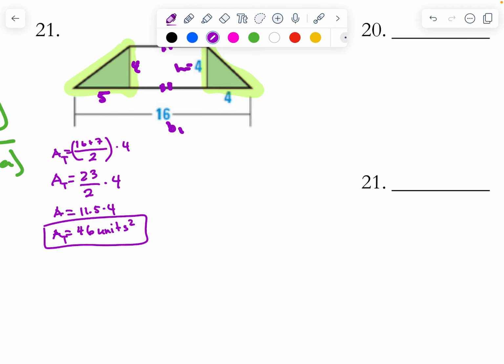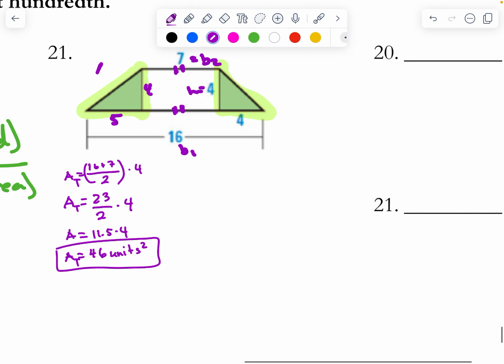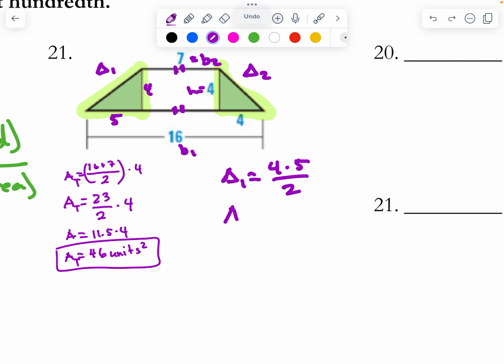We're going to call the left one triangle 1 and the right one triangle 2. So triangle 1 is going to be 4 times 5 divided by 2, base times height divided by 2, giving us 20 over 2, which is 10. So area 1 is 10 units squared.